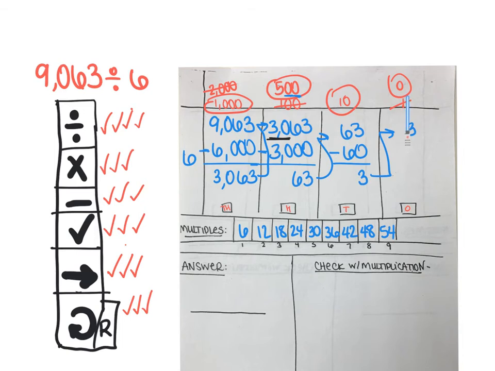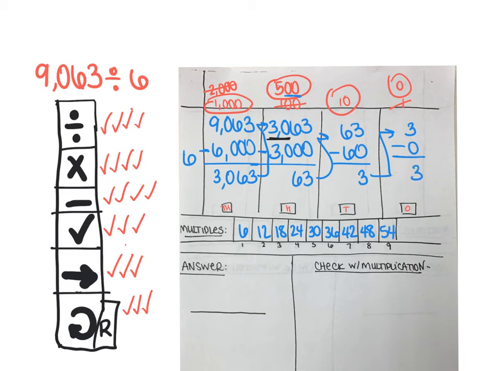Okay, so when I'm multiplying, I'm doing 0 times 6, and that's going to give me 0. So I'm going to go ahead and check off my multiplication symbol. I'm going to write the 0 under the 3. My next step tells me to subtract. And 3 minus 0 is 3.